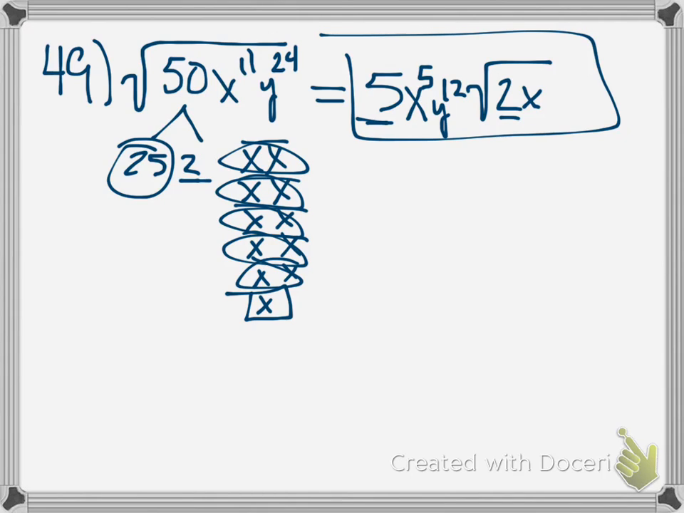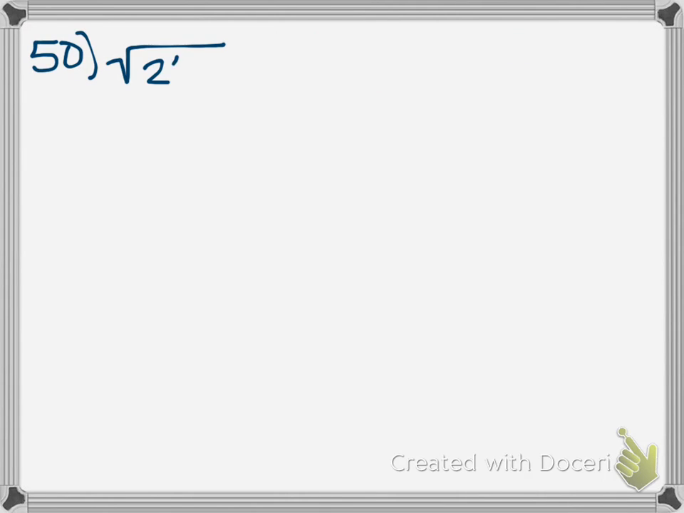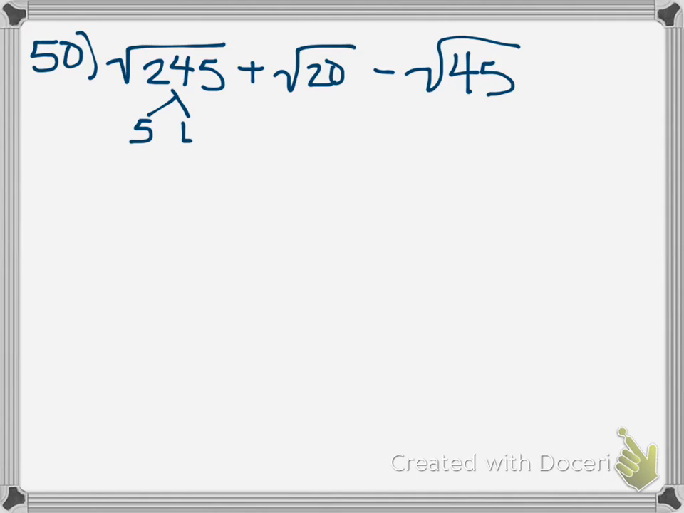Or you can do a prime factor tree and start breaking those up, like I'm going to do with number 50. Because on number 50, I need to make sure that before I add or subtract that I've simplified these radicals, which is what you're seeing me do, and I'm breaking them down to prime factors. Pairs go on the outside.